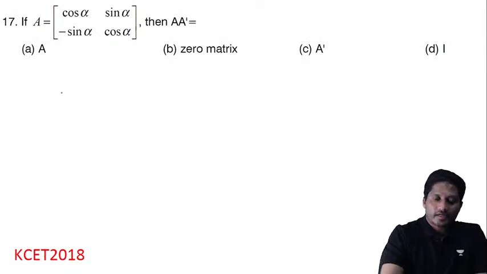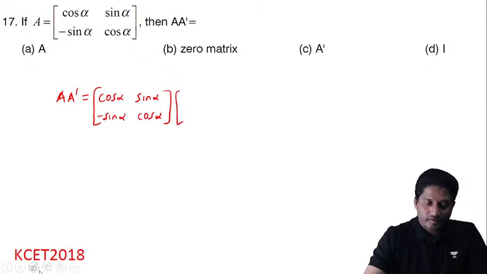I want A into A transpose. A into A transpose, where A is equal to cos alpha, sin alpha, minus sin alpha, cos alpha. This is A. Okay, A transpose: first row becomes first column, cos alpha, sin alpha, minus sin alpha, cos alpha.